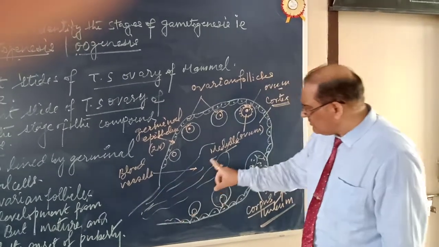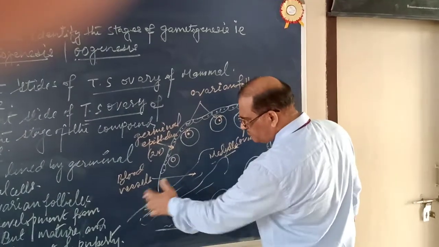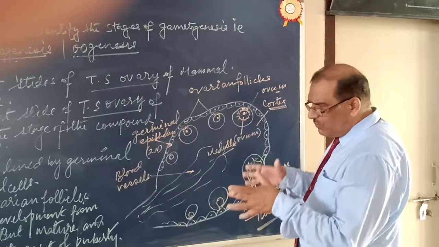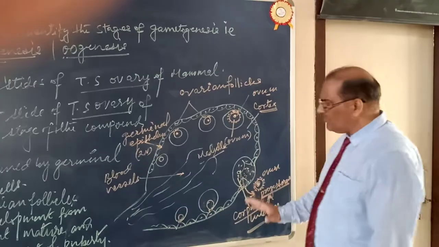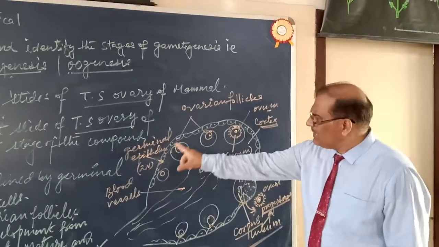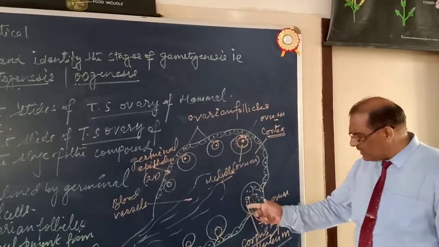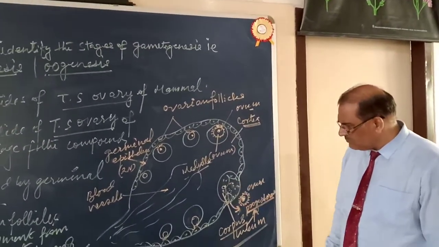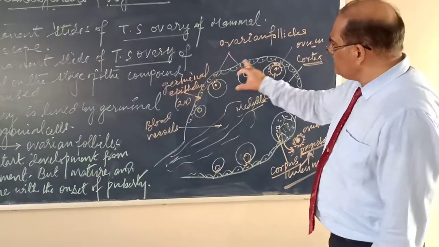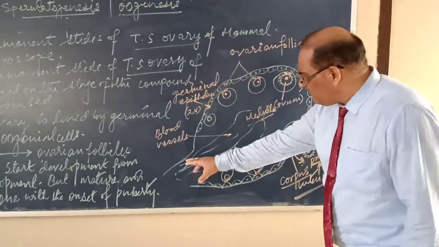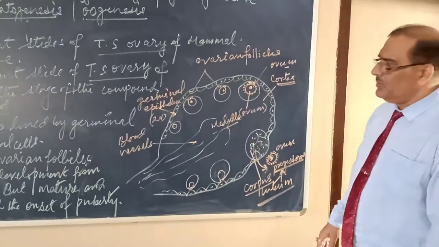Blood vessels come to this area this way, and the ovary is attached to the body wall, okay? So this is the ovary. This is the TS of ovary. You can see the germinal epithelium, ovarian follicles, and this is the corpus luteum, ovum. Ovarian follicles at different stages, germinal epithelium, medulla region, blood vessels, and this outer region called cortical region or cortex. So this is the diagram.